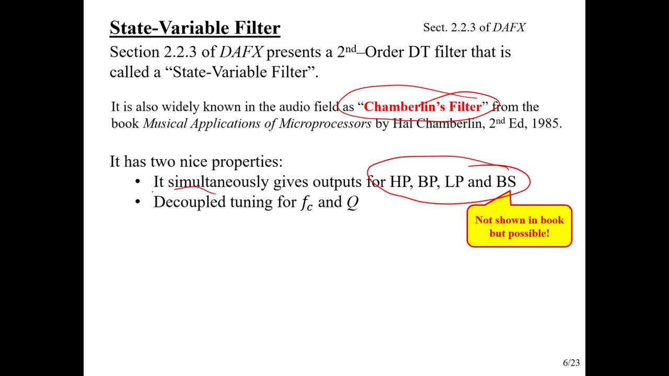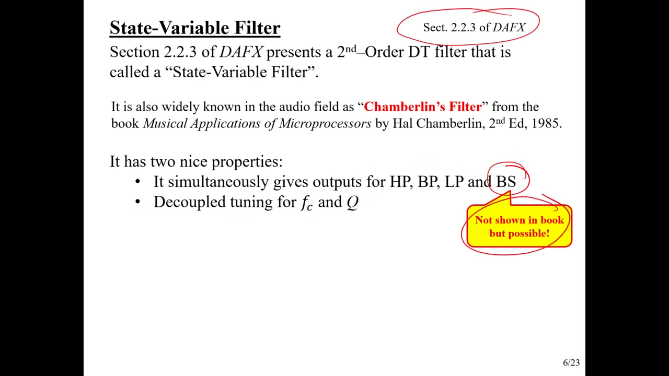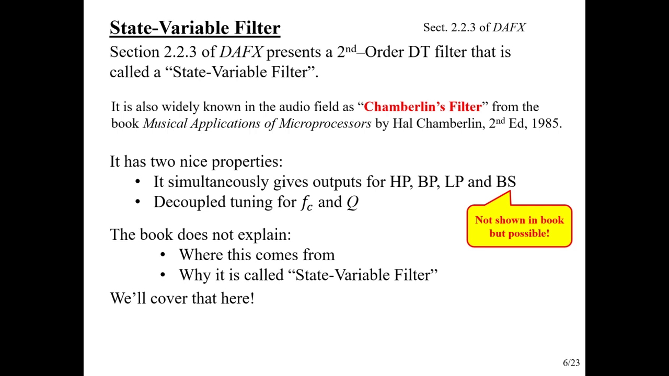But the really big thing about this is that complete perfect decoupling of the center frequency of your filter for band pass and band stop, or cutoff for high pass and low pass, and the Q. So you can have 2 knobs that independently adjust those things, and that's really nice. And I say that we can get the band stop. It's not really shown in this book. I can't remember if Chamberlain talked about it or not, but I'm going to show it to you here, at least to some degree. Now, it's called the state variable filter in this book.